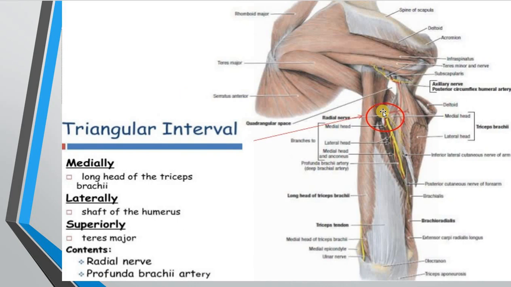As you can see, it passes through the triangular interval. Medially the triangular interval is bounded by the long head of the triceps brachii, laterally by the shaft of the humerus, then superiorly by the teres major muscle. The contents inside the triangular interval are the radial nerve and the profunda brachii artery.